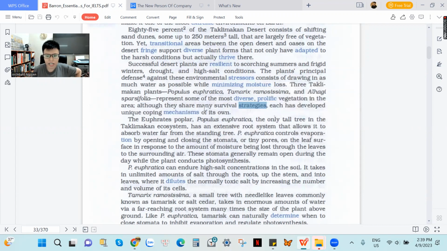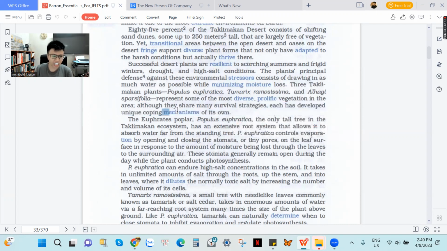So here, although they share many survival strategies, although they share many ways to be able to survive in these harsh conditions, to continue to live, to continue to fight so that we can live in these hard, difficult weather conditions, that is what they want to say. Each has developed a unique coping mechanism of its own.